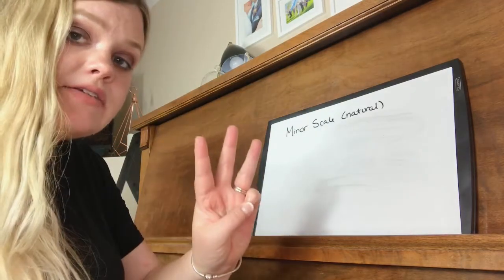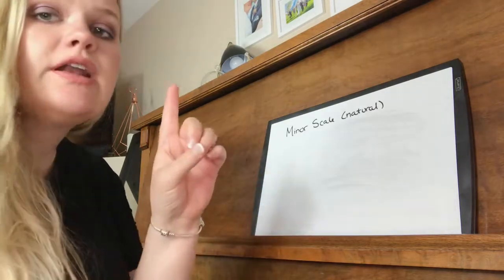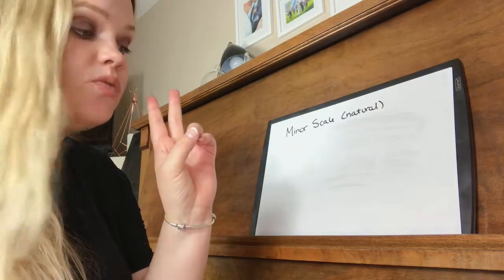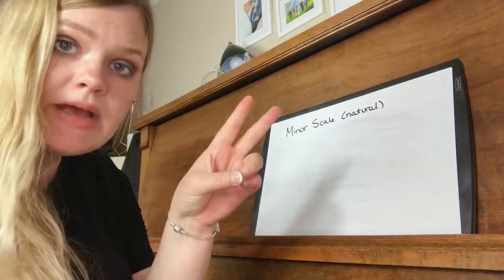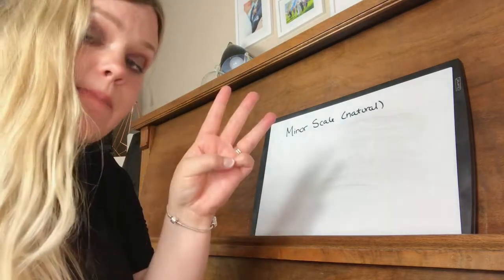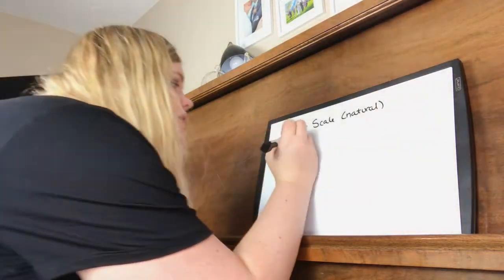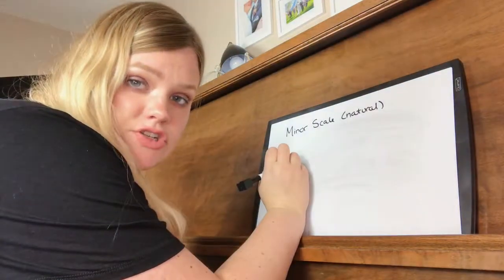There are 3 different minor scales that we're going to cover here today. We're going to cover the natural minor scale, and then later we're going to go through the harmonic minor scale and the melodic minor scale. But let's start off with the natural minor scale first. So we're going to do the A minor natural scale.